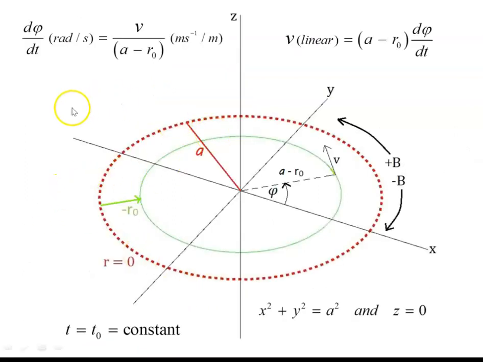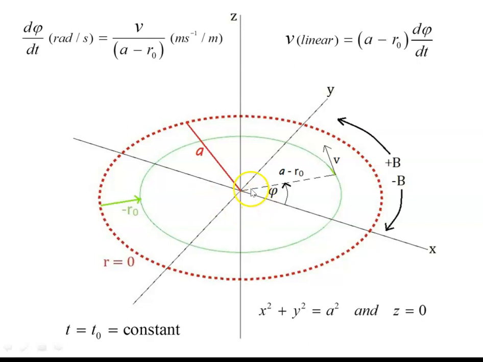Okay, so let's just remind ourselves of the geometry of the ring singularity here. D phi dt, that's in units of radians per second. That's the coordinate angular velocity, radians per second, is v over a minus r0. Where did I get a minus r0? Well, the ring singularity itself has radius a. We're choosing a region just inside, so this green circle here is meant to be just inside, close to the ring singularity, but just inside, so the r0 is small but negative. Okay, hence this is a negative coordinate in here up to here.